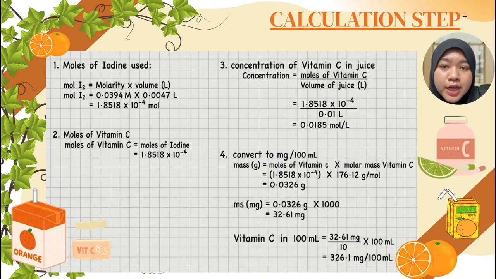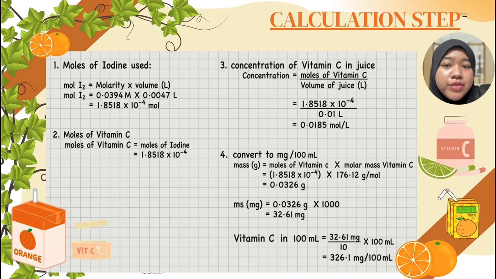First, the moles of iodine used in the titration were calculated using the formula moles equals molarity times volume. By substituting the iodine molarity, which is 0.0349 moles per liter, and the average volume of the iodine used, which is 0.0047 liters, the moles of iodine obtained were 1.8518 times 10 to the negative 4 mole. Since the balanced chemical equation shows a 1:1 mole ratio between iodine and vitamin C, the moles of vitamin C are equal to the moles of iodine used. Therefore, the moles of vitamin C are also 1.8518 times 10 to the power negative 4 mole.